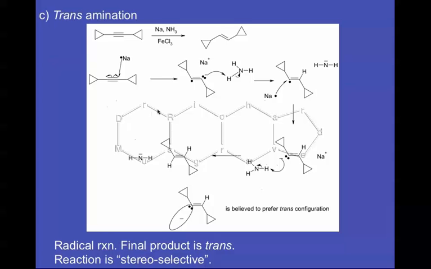This is one that you might be able to get a bonus point for if you see it on the test. The reaction itself is called stereoselective because it selects a trans stereochemistry over a cis stereochemistry.